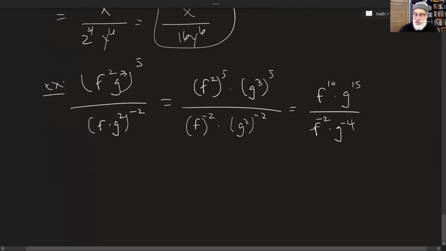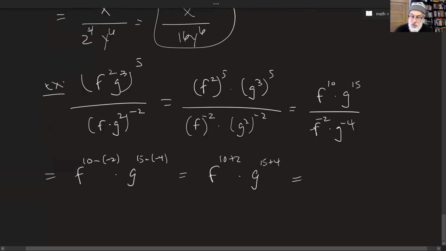Now the rule says I have the same bases. They're in a quotient, so then I can add the numerator exponent and the denominator exponent, or subtract, my fault. f to the 10 minus minus 2 times g to 15 minus minus 4. So 10 minus minus 2 is the same as 10 plus 2. g to the 15 minus minus 4 is 15 plus 4. So this is f to the 12th times g to the 19th. Again, this is much, much prettier than that.